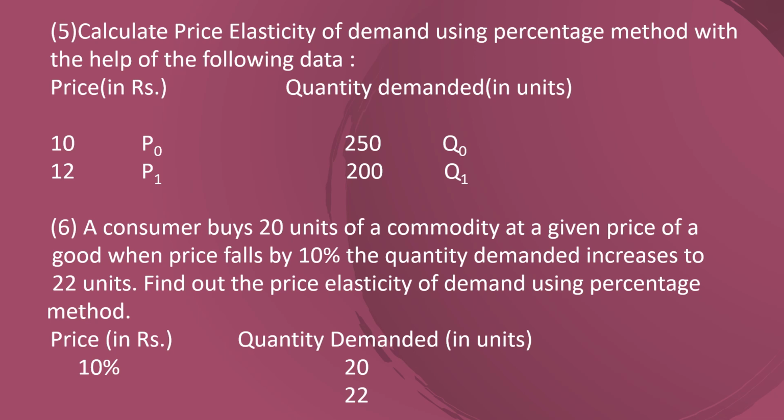A consumer buys 20 units of a commodity at a given price. When the price falls by 10%, the quantity demanded increases to 22 units. Find out the price elasticity of demand using the percentage method. So you're already given the percentage change in price. All you have to do is find out the percentage change in quantity demanded and then go ahead and find out the elasticity of demand.